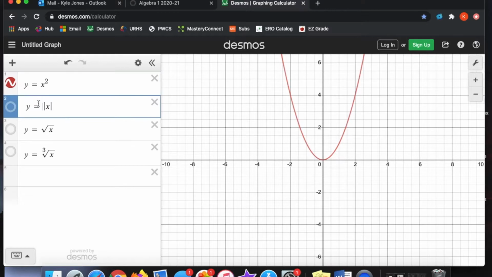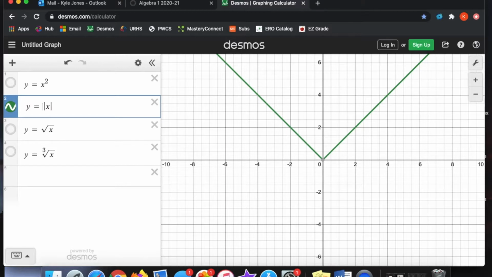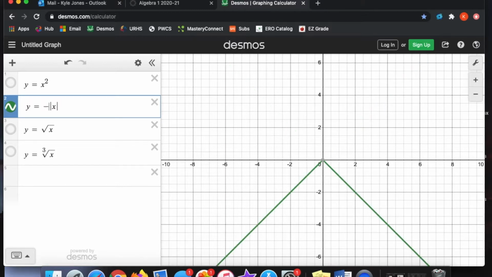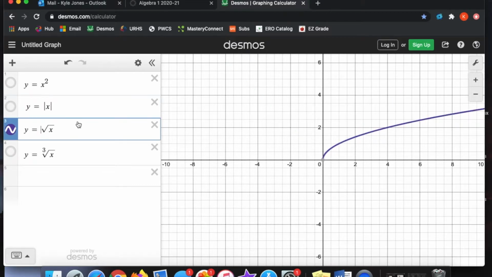That goes for every parent function. So y equals absolute value of x. Notice this negative goes outside, not in the absolute value with the x, but outside of it. That's what makes this what I call a vertical flip. It's opening upwards, add the negative out in front, and it opens downwards. Same with square root: the negative is not in the square root with the x, and it flips it upside down. And then same with cube root.